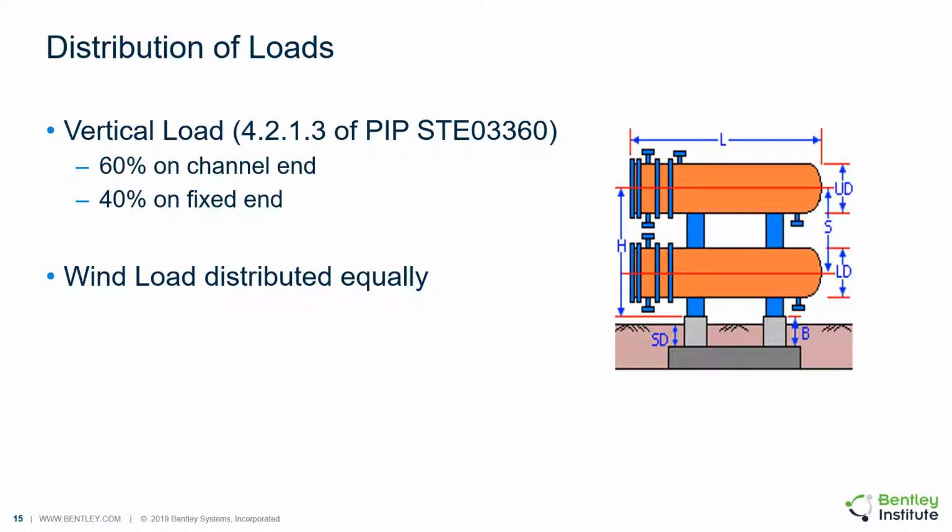As per section 4.2.1.3 of PIP STE 03360 document, for most common heat exchangers, 60% of the vertical load is considered to act at the channel end and 40% is considered to act at the shell end. The wind load is generally considered to be equally distributed between the supports.